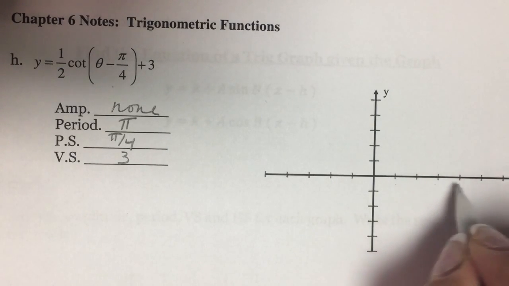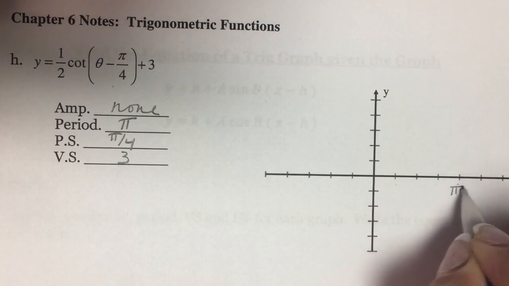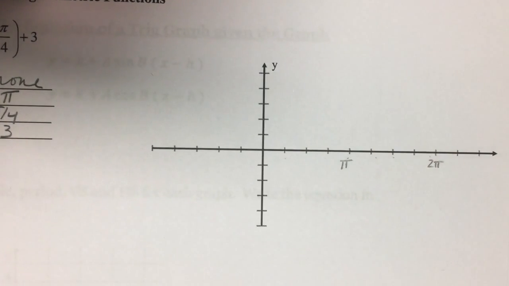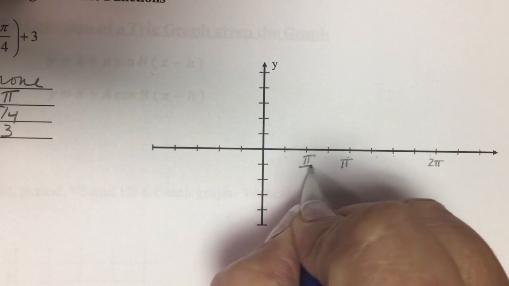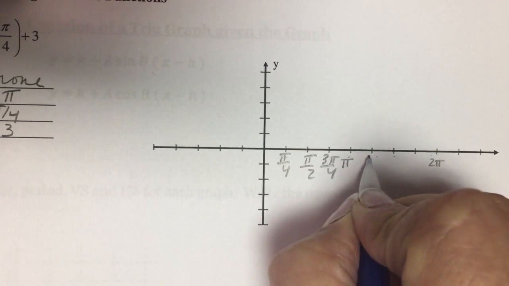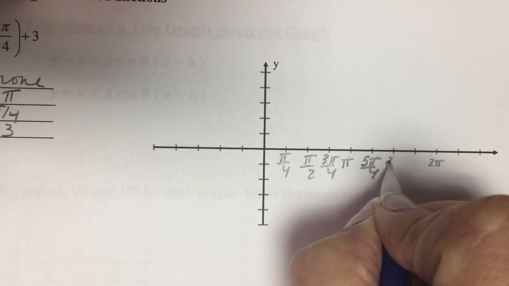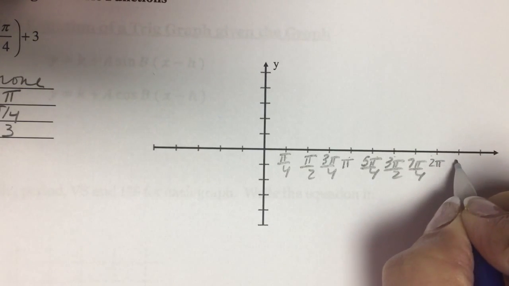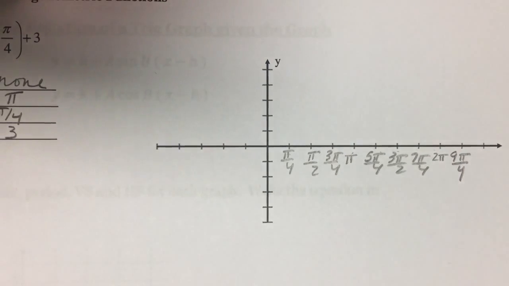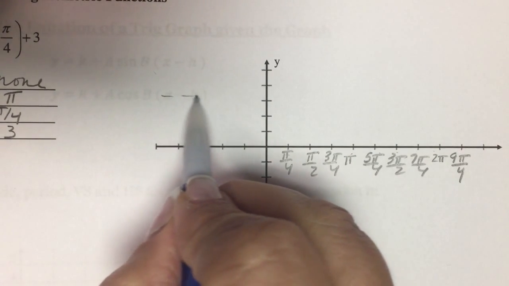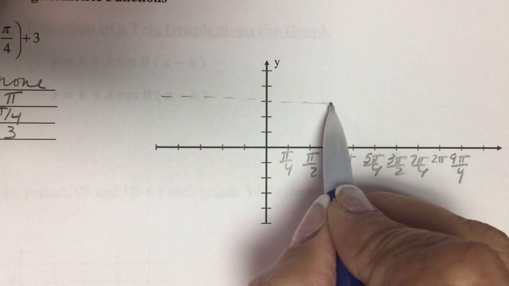So if I go out 1, 2, 3, 4, there we're going to have pi, and then 1, 2, 3, 4, there's our 2 pi. And if we go ahead and mark all of our quarter marks, so this is 5 pi fourths, 6 pi fourths, 7 pi fourths, 8 pi fourths, and then because there's a phase shift of pi fourths, I'm going to go ahead and put in 9 pi fourths because I'm going to use that.